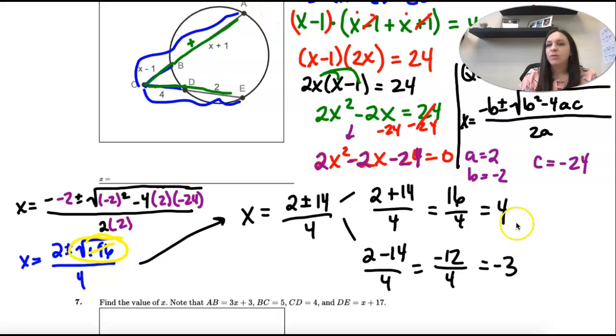Okay, so we always get 2 answers when we have a quadratic, but we have to remember that we can't have a negative. Like if I put negative 3 in right here, negative 3 minus 1, we're going to get a negative value. So it's not negative 3, it's just x equals 4.